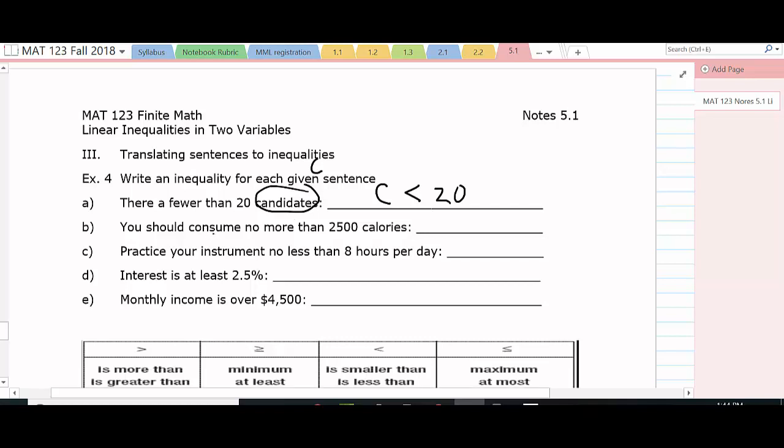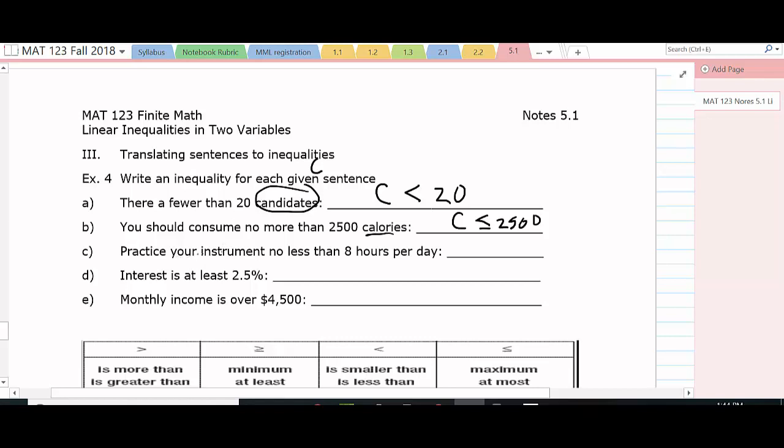The next one says you should consume no more than 2,500 calories. So I'm going to say C is calories. How do you think you would write that? No more than 2,500. Okay, less than or equal to. Good. Okay, you can't be bigger, but you can be equal to. That's what that means. Okay.